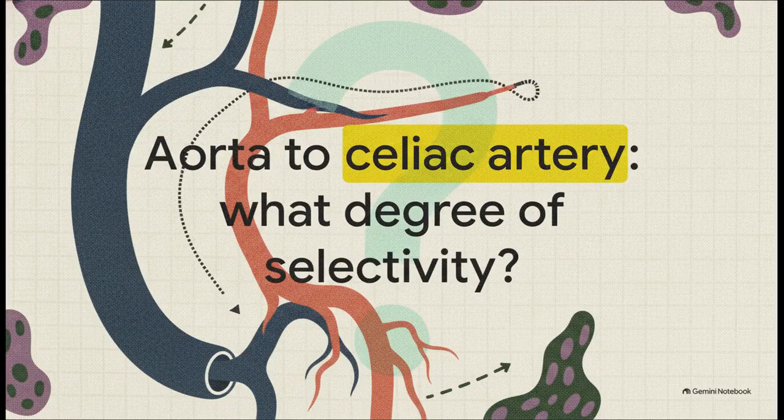Okay, let's dive into this. Here's the exact scenario we're looking at. When a catheter is moved from the aorta into the celiac artery, what degree of selectivity is this? This is a classic exam-style question, and honestly, it's the perfect mystery for us to solve today. Because to assign the right medical code, we have to know exactly where that catheter is going, and crucially, how many turns it took to get there.